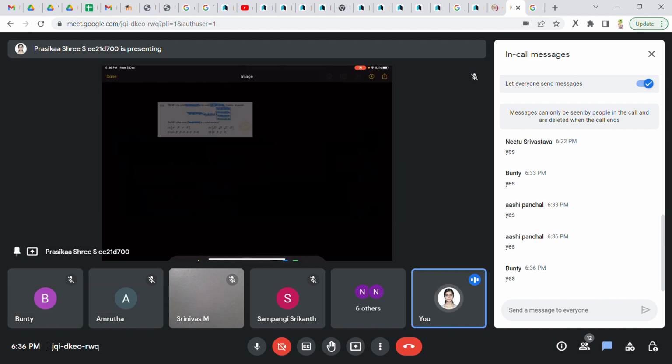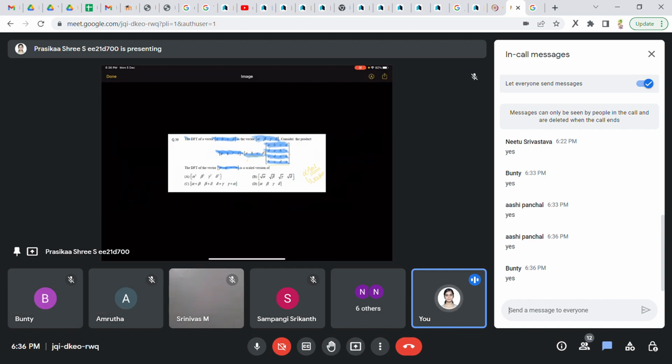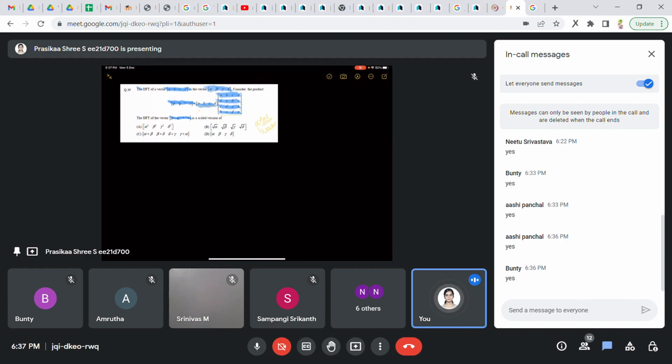Let me do this for you. Circular convolution can be done in various ways. One way is when you have a vector 1, 2, 3, 4 and another vector 3, 5, 6, 7. You can compute the circular convolution between these two vectors by rotating one of the vectors and forming a 4 by 4 matrix, and multiplying with the other vector.